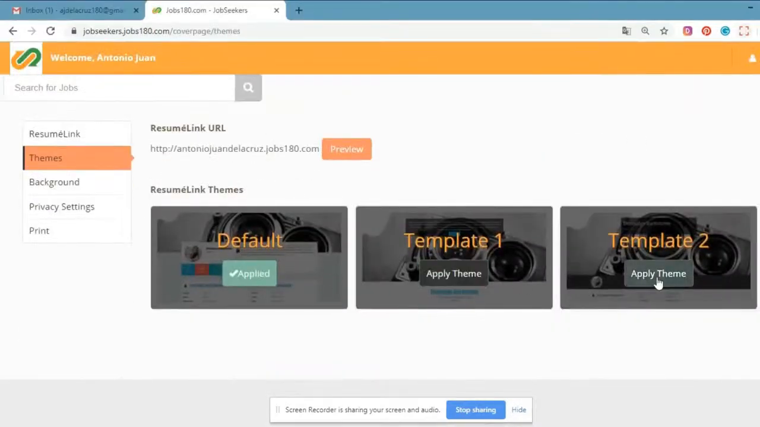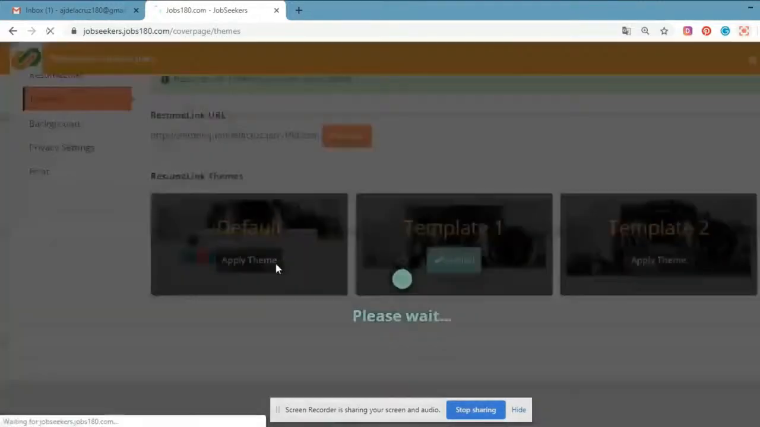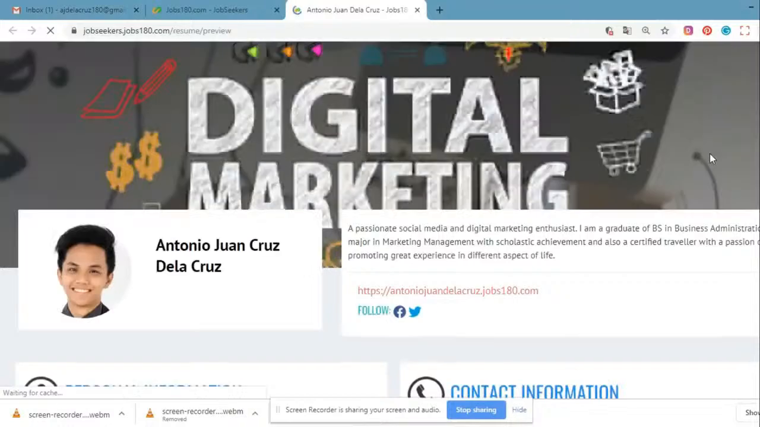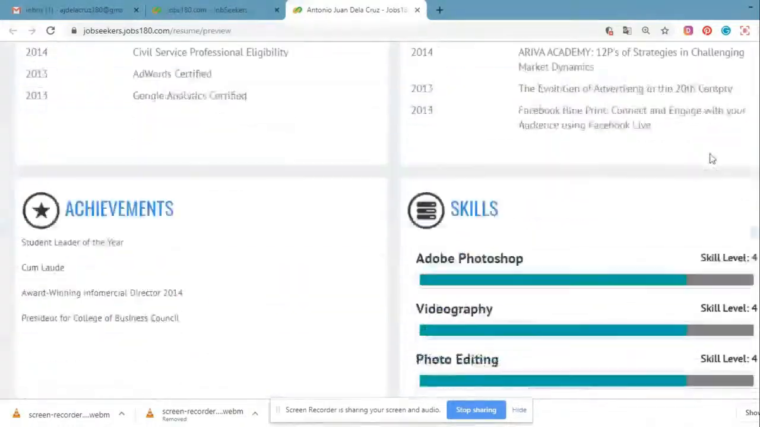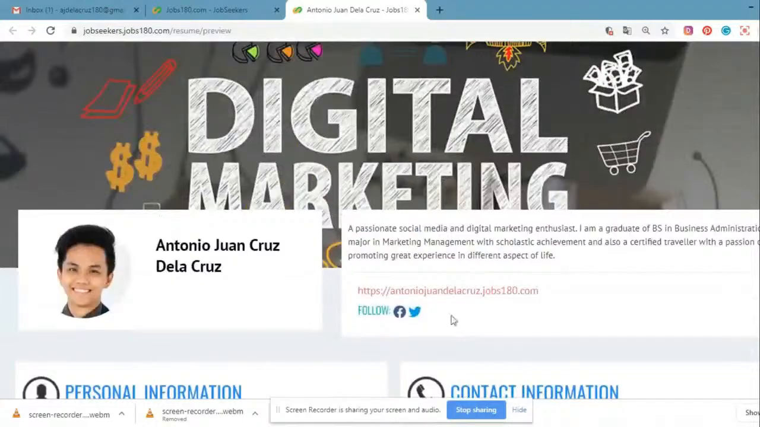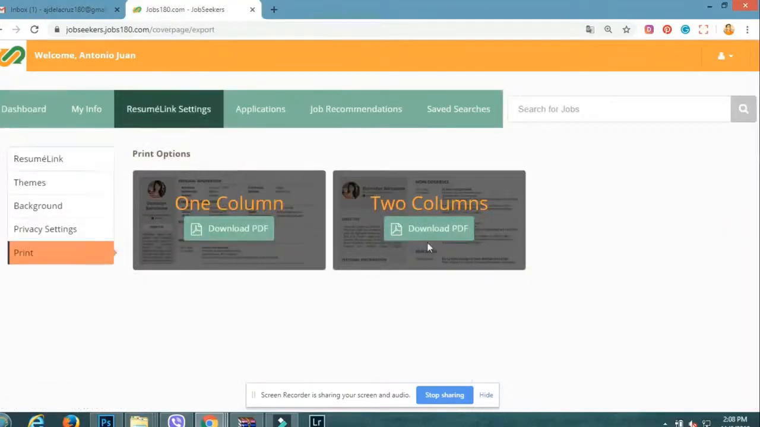Your resume link also features different themes and you can upload a cover photo. This is a combination of a cover letter and a social network cover photo. Here is an example. You can also download a copy of your resume link and print it.